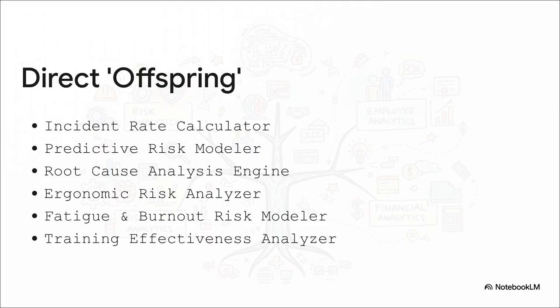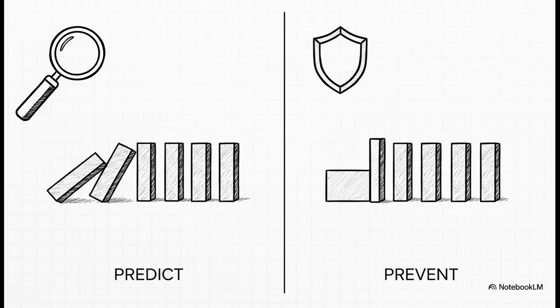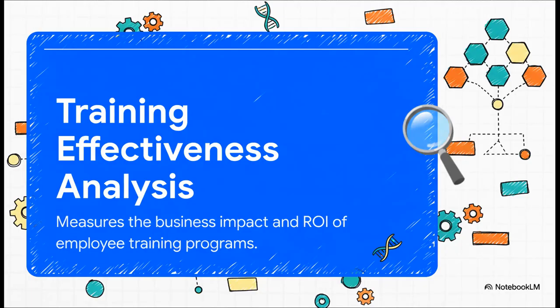And this capability has its own little offspring, all these specific tools. And look at the range we've got here. You have pretty straightforward things like an incident rate calculator that just tracks what's already happened. But then you get these really sophisticated, forward-looking tools like a predictive risk modeler, or even a fatigue and burnout risk modeler. Each one is a totally unique tool for a very, very specific job. So, here's the bottom line. All those technical names boil down to one simple, incredibly powerful outcome: predicting and preventing accidents before they can even happen.